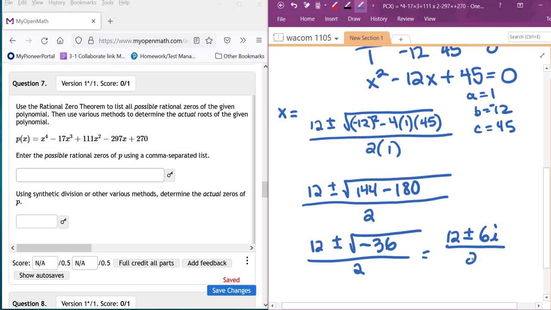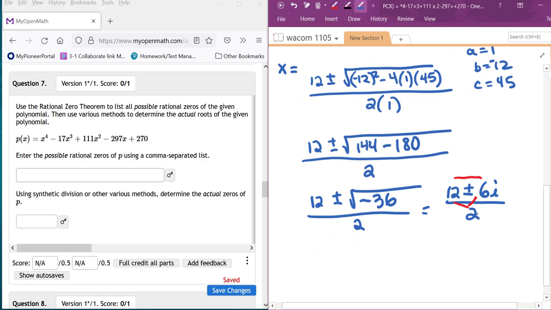And you have a common factor of 2 all around that plus and minus. So you're going to divide it out. 2 into 12 will go 6. 2 into 6 will go 3. So you get 6 plus or minus 3i. That's 2 of your zeros. And you have the 3 and the 2.